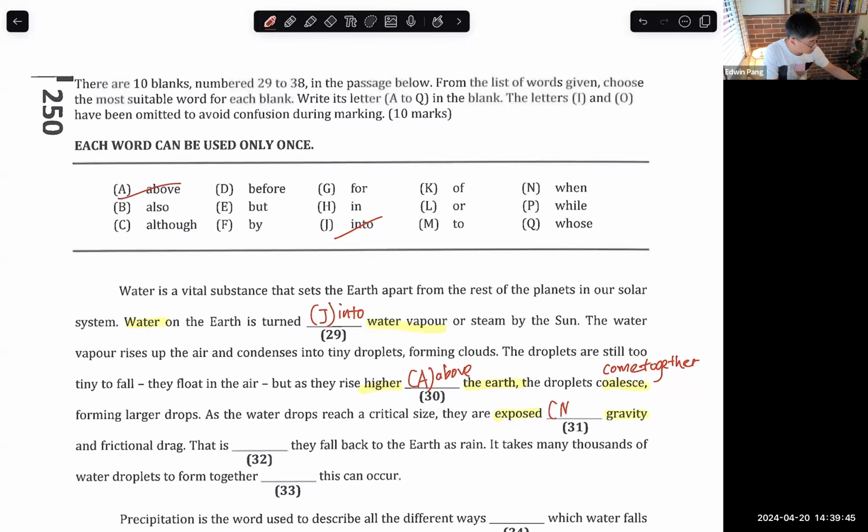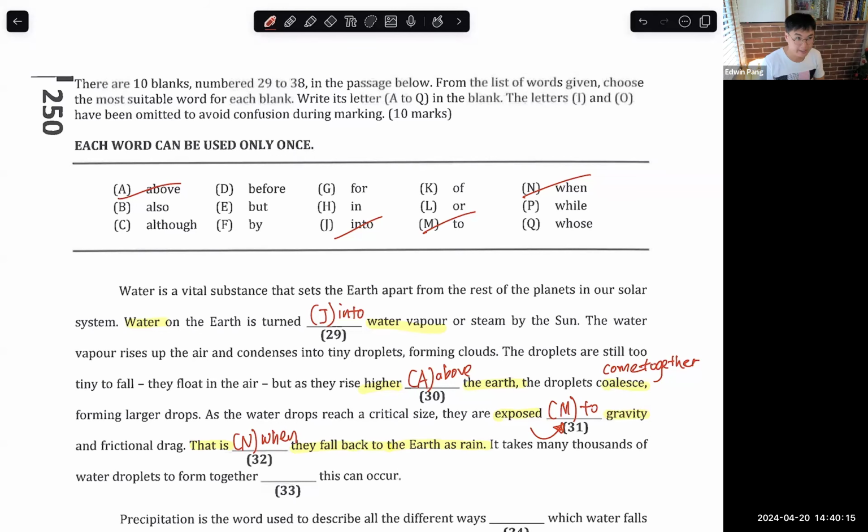Exposed to gravity, okay? Exposed is always exposed to gravity, never exposed to any other thing. And that is what makes them fall back to earth as rain. So this occurs when they coalesce, right? Therefore, I'm looking at the connector "when." That is when they fall back onto the earth as rain, okay?